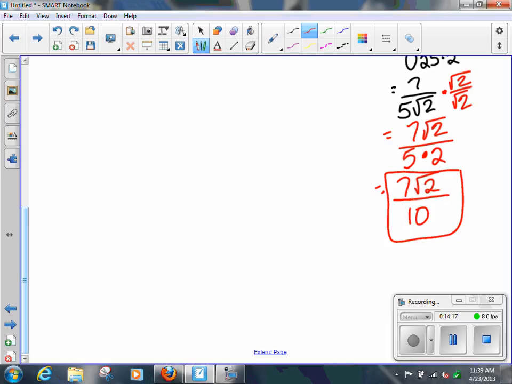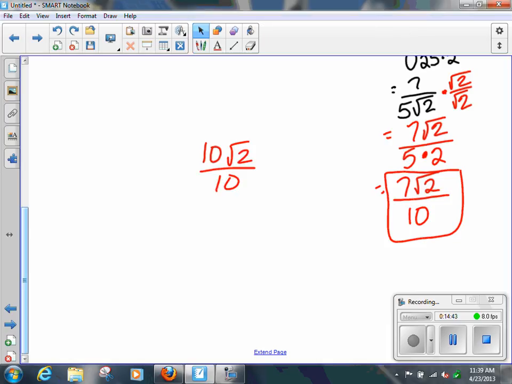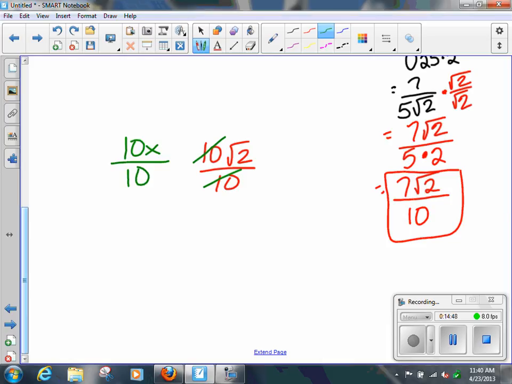If it were 5 plus root 2 in the denominator, what would I have to multiply then? The conjugate: 5 minus root 2 over 5 minus root 2. We want monomials in the denominator because it's easier. If you get a binomial with the radical, conjugate. If it were like 10 root 2 over 10, could you simplify the whole 10? Cross them out, because that's exactly like having 10x divided by 10. Yes, you could, and you would be left with root 2.